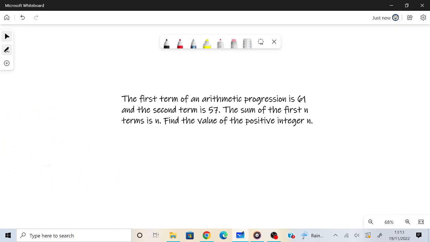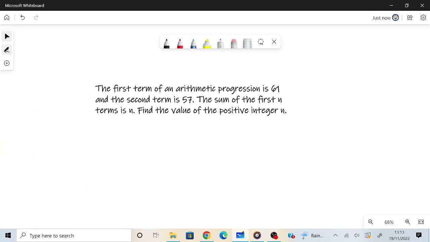Right, on to the next example I have. This one says that the first term of an arithmetic progression is 61, and the second term is 57. The sum of the first n terms is n. Find the value of the positive integer n.